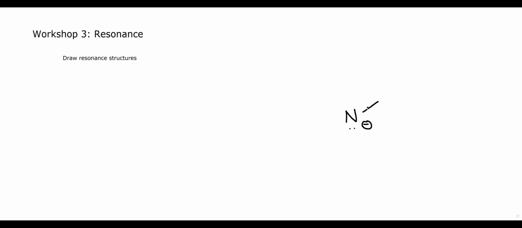Okay, next. What about this one here? What if we had a 5-membered ring with an oxygen. Okay, this is called a lactone. A lactone, if you have a C double bond O with an oxygen in a ring system. So if we have this lactone here, what are some resonance structures we could draw?